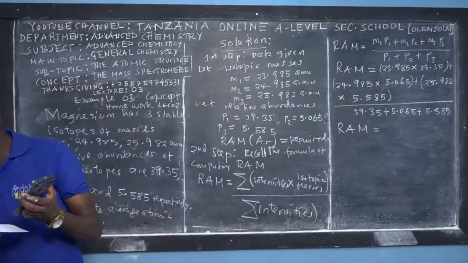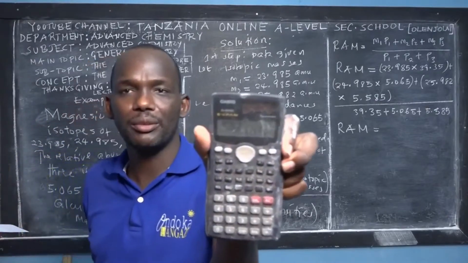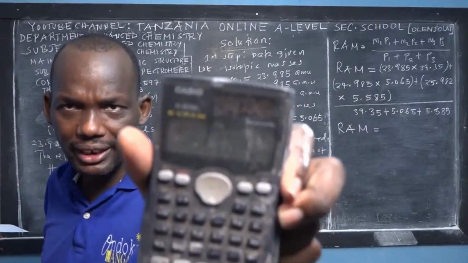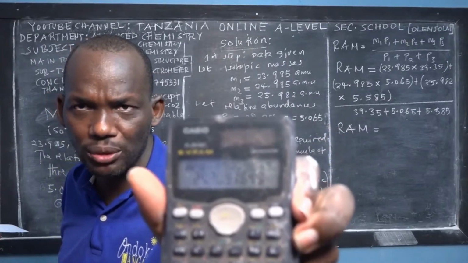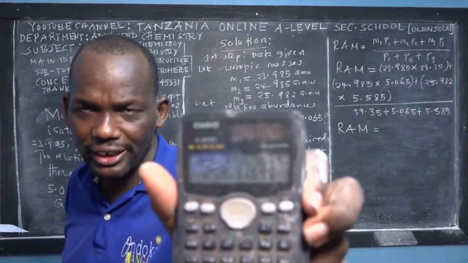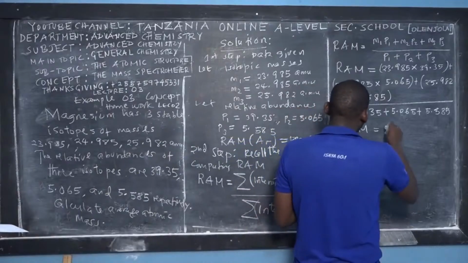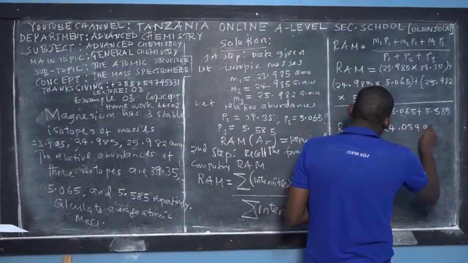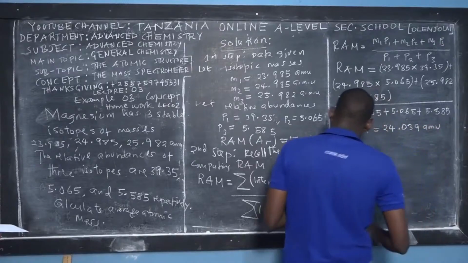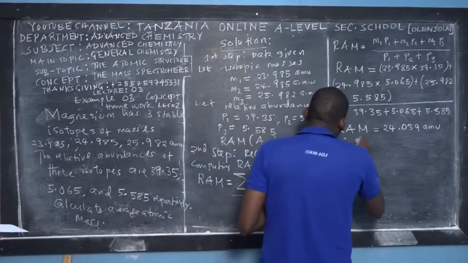So we get 24.309. That's what even I myself got. So this is the response. Let me put it nearby the lens or the camera so you might see. Do you see the response? So even yourself, you have to get the response like this one. The relative atomic mass is 24.039 atomic mass unit.